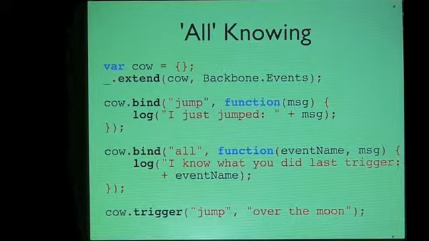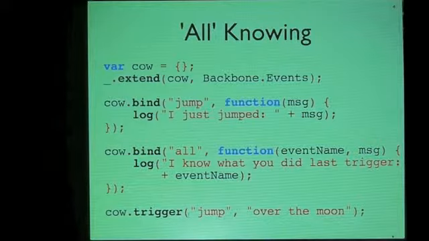So here, this is just what we did last time. We got a cow, we extend it with events. Here, we're going to bind the jump event with a function. So anytime jump, I want to do this. I want to say, I just jumped. But now we get this all. So I'm not going to trigger an all, but the framework is just going to say, hey, anytime any event happens, execute this code, this callback.